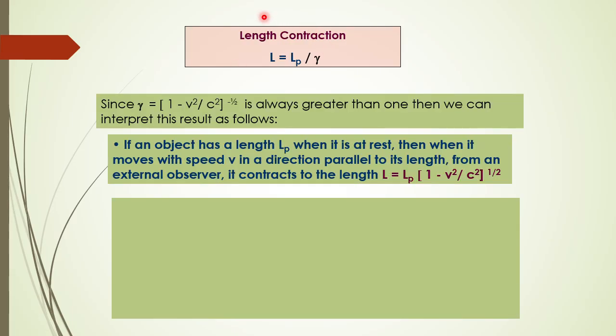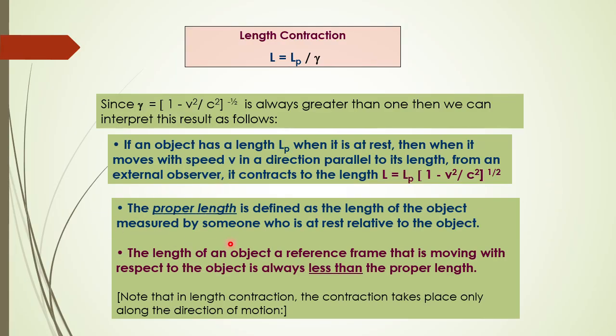So our formula for length contraction is that the length measured, the contracted length, is the proper length over gamma. If an object has length L proper when it's at rest, then when it moves with velocity v, its length will become L equals LP over gamma.